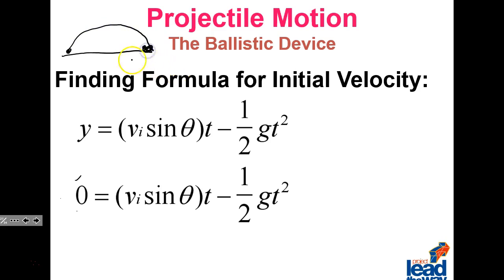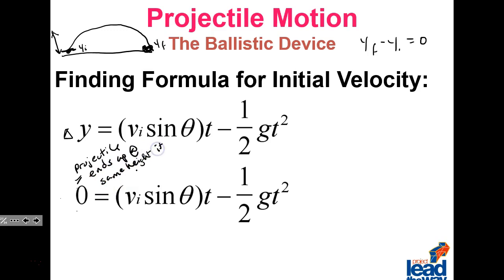Yeah, missed my own point. So we end up over here. If we find the displacement in the y, here's our initial position, here's our final position, and we're looking along a y-axis, so yf minus yi. If these two numbers are the same, that equals 0. So that's what we have here. This is a delta y, and the displacement is 0, which means the projectile ends up at the same height it started.